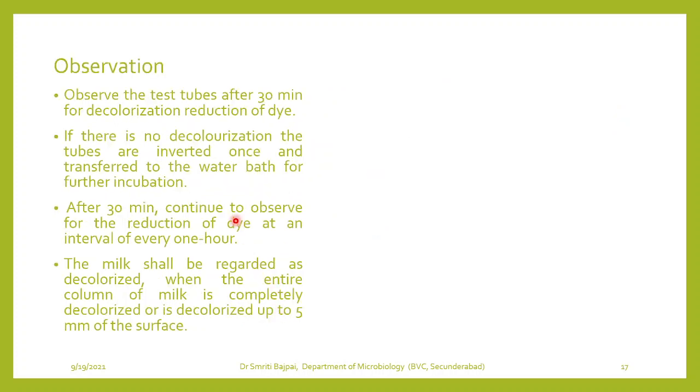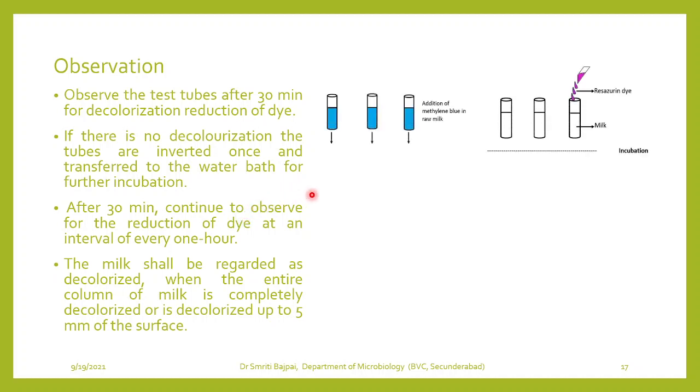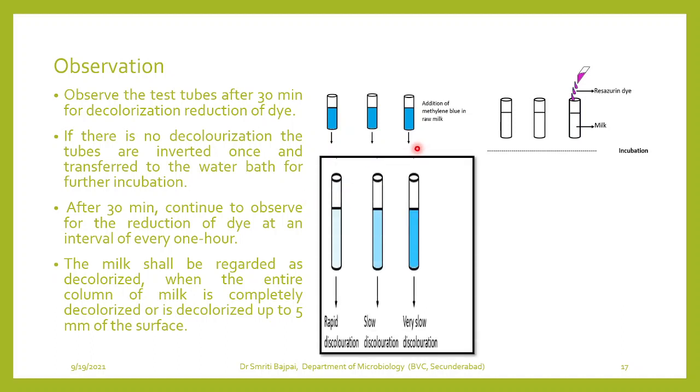Then we will check. Observation will be done after 1 hour. Okay, and after 1 hour we will start checking the change in the color. And after each 30 minutes we will take the readings, and then we will observe what has happened to the tubes. Okay, so after 30 minutes, continue to observe the reduction of the dye at intervals of every 1 hour. So firstly we will go for the 30 minutes, then we will start taking the observation at 1 hour.